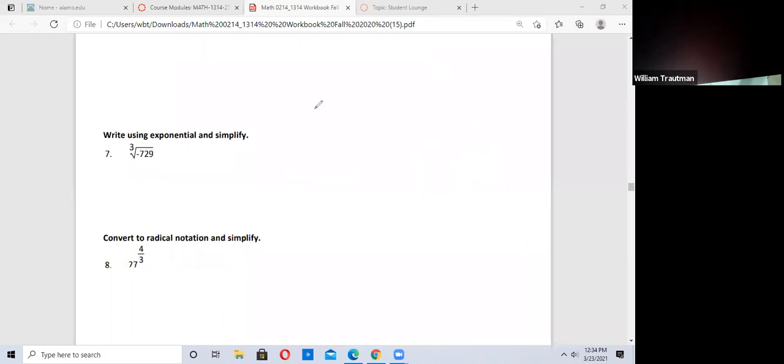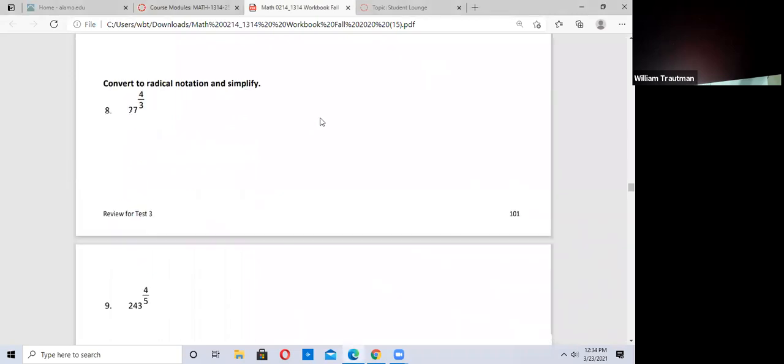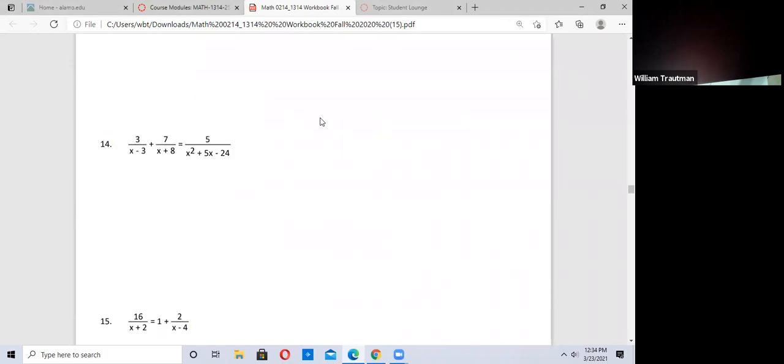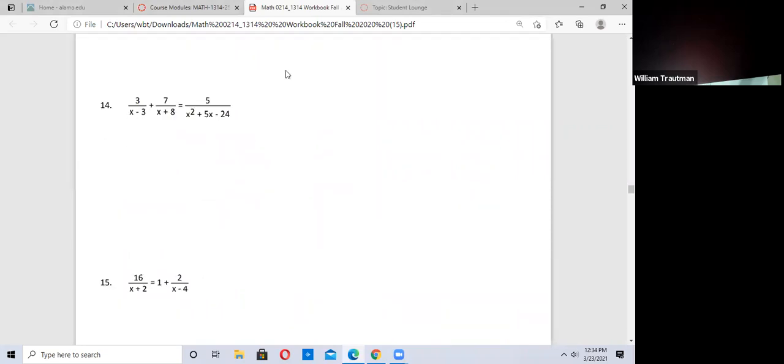Next is number 14. And the instructions for this say solve for x. So we have to find out what x equals. Now, this was the rational equations where, if you remember, we had to factor everything on the top and bottom that we could. So this doesn't factor, this doesn't factor.